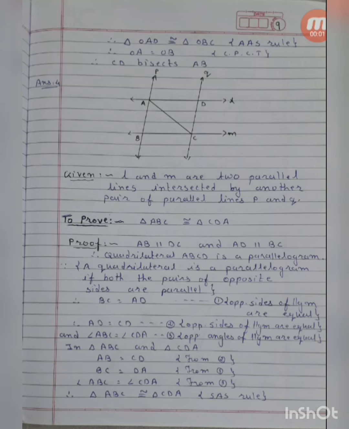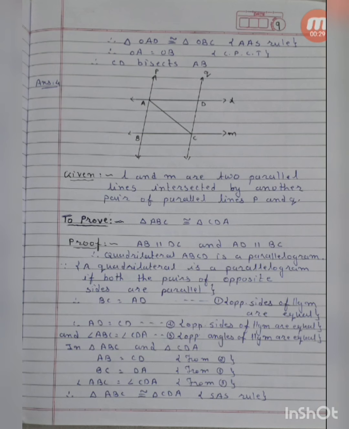Now, question number 4. L and M are two parallel lines intersected by another pair of parallel lines P and Q, so that triangle ABC is congruent to triangle CDA. Here, answer number 4. Given L and M are two parallel lines intersected by another pair of parallel lines P and Q. To prove triangle ABC congruent to triangle CDA.